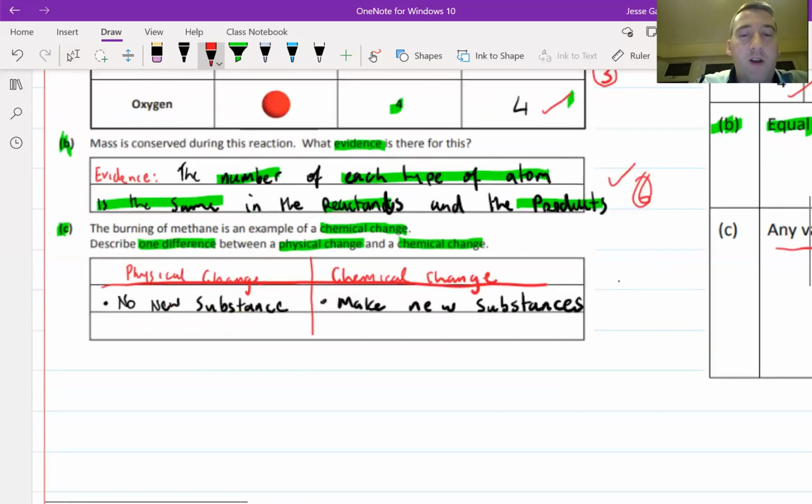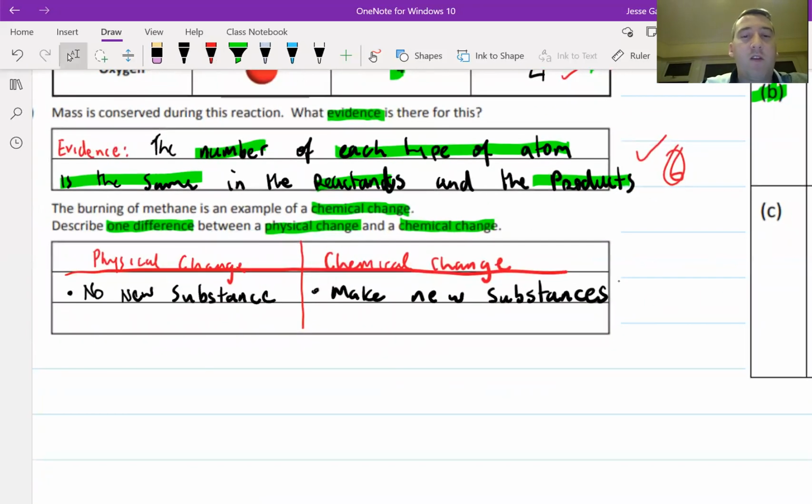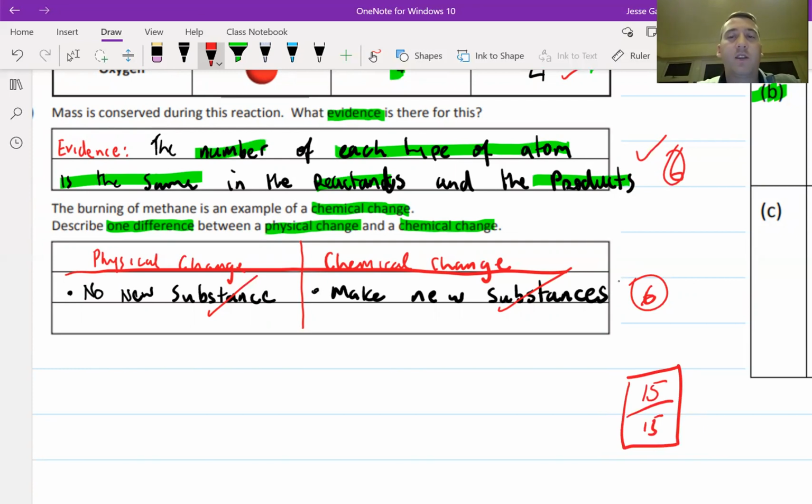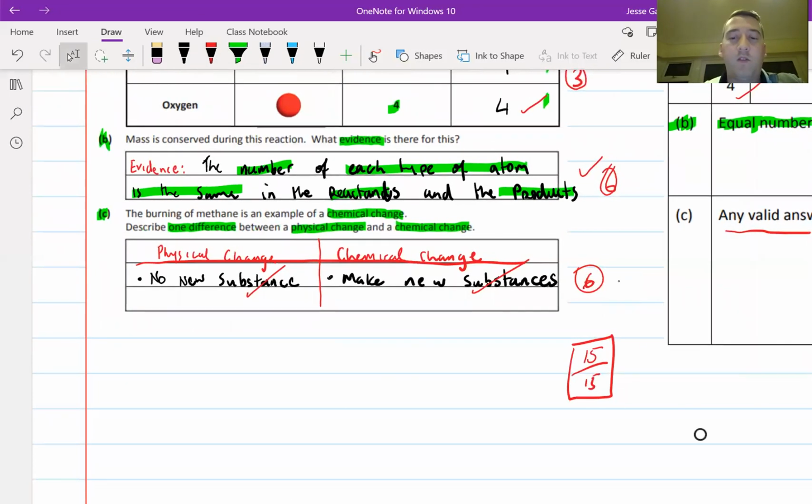I think we have done it better here. Okay, so we've made it very clear the difference between them by using the table. Physical changes don't make new substances. Chemical changes do make new substances. So that's 6 marks, 15 out of 15. Again, hopefully you can see that that was a pretty straightforward, nice, easy question. All right, so we'll see you in the next one.